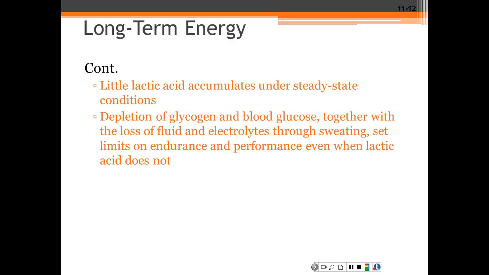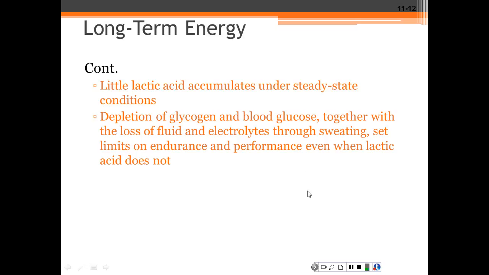Alright, so also in this area we have a little lactic acid. It's going to accumulate under that steady state condition, and we have a depletion of the glycogen and the blood glucose, and together with the loss of fluid and electrolytes, through sweating of course, this sets limits on endurance and performance even when lactic acid does not occur.